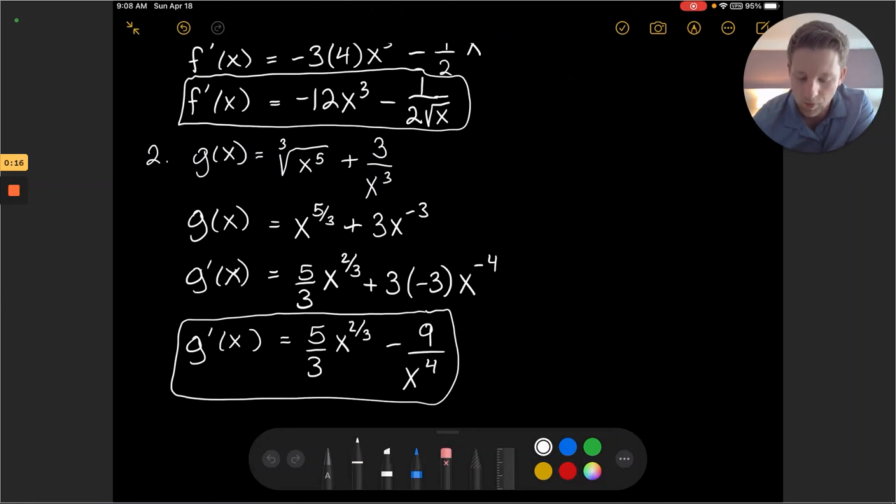So I hope this helps with working with radicals and negative powers. Using our power rule, we treat them the same regardless if we have a fraction or a negative number.